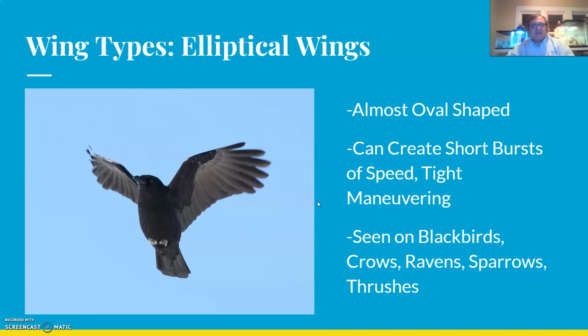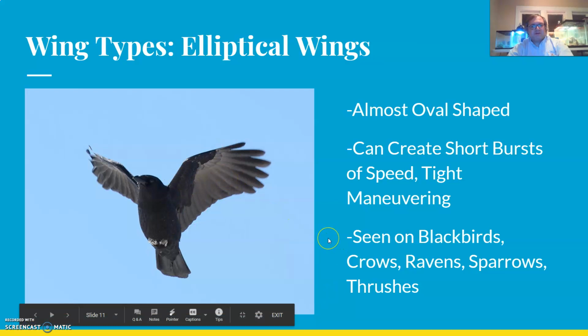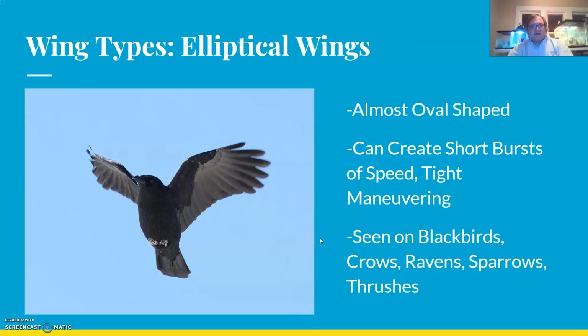These are birds that tend to only need to fly a very short distance before they get up to a tree for safety. They might live in wooded areas where they're just darting from tree to tree whenever they're flying. So again, it depends on their environment, but these are ones that you'll see on these types of birds as well. So we see these on blackbirds, crows, ravens, sparrows, and thrushes.